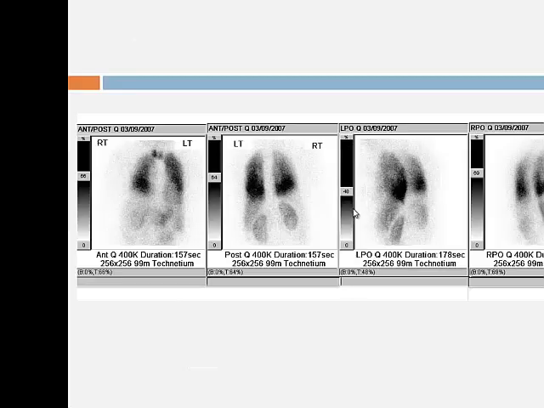Okay, last case, definitely. What is wrong with this VQ scan? So this is the perfusion part of the VQ scan. What do you see on this image that you haven't seen on the other images? Yeah, you can see the kidneys.